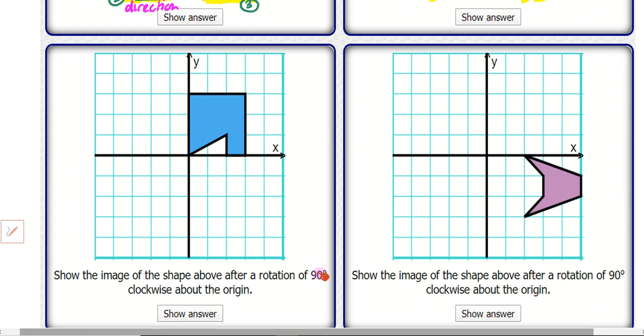Next one, again, rotation, 90 clockwise, origin. We see the pattern here. So there's my line, rotate it 90 degrees clockwise. So this line comes out, this line comes down. Here's my thing, because it can be quite tricky, can't it? And then that's it. Is that what you got? And then this one's a bit different because I haven't got a line on the axis.